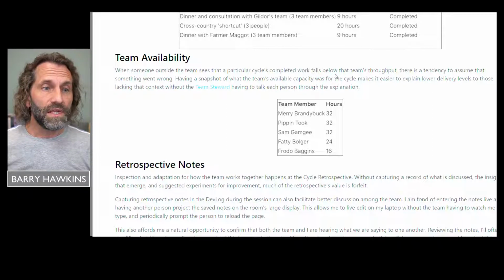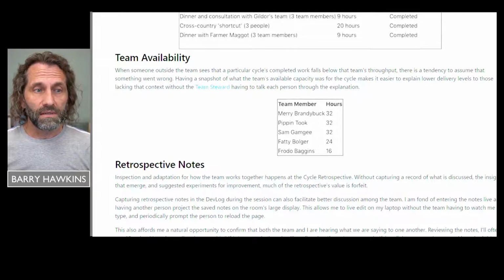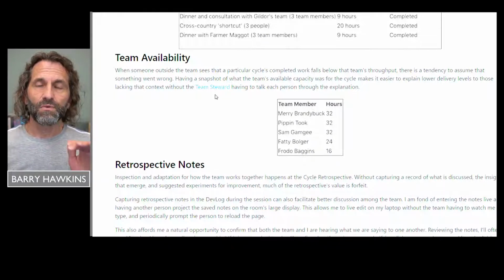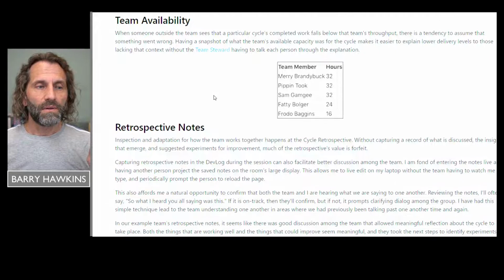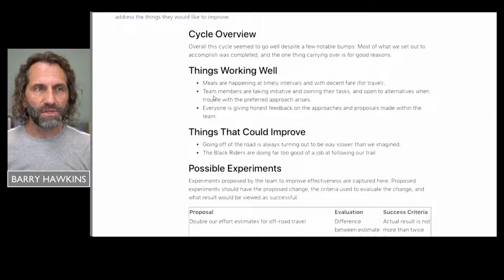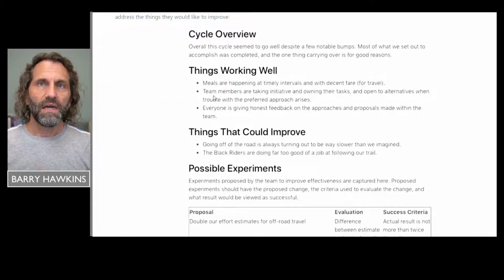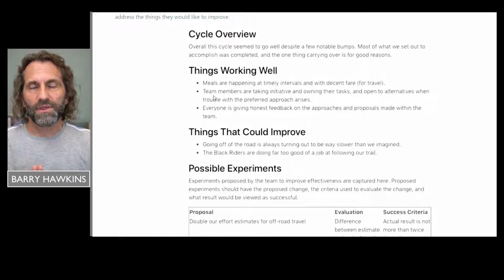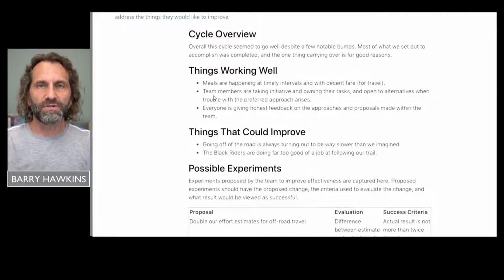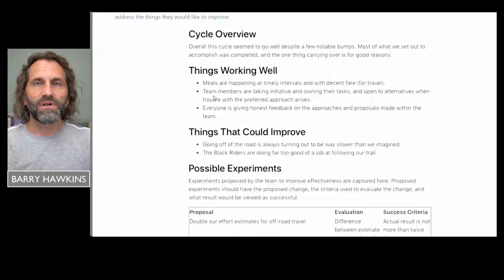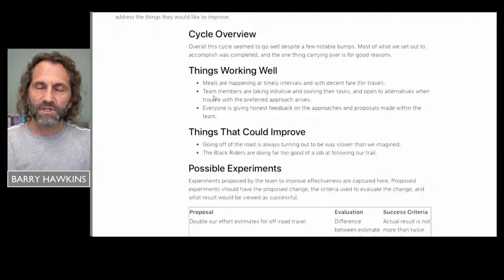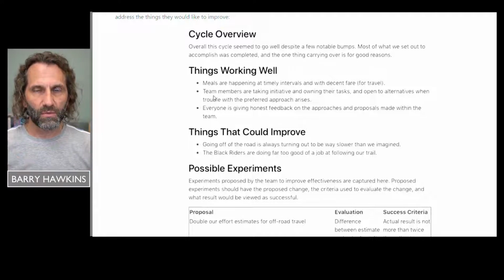Lastly, the dev log has a dedicated section for retrospective notes. Capturing notes about your retrospective is one of the most crucial things, in my experience, to having retrospectives deliver on their intent, because the retrospective is meant to be that time when we inspect the cycle, how it went, how we work together, and we identify any possible need for adaptation and experimentation.